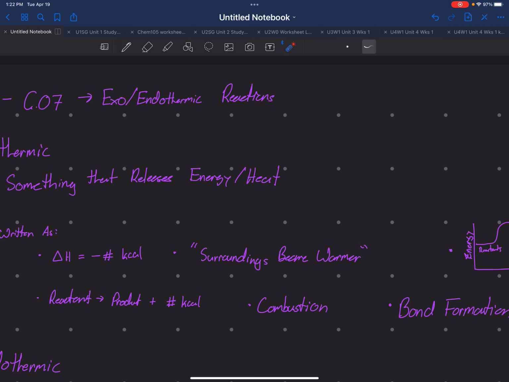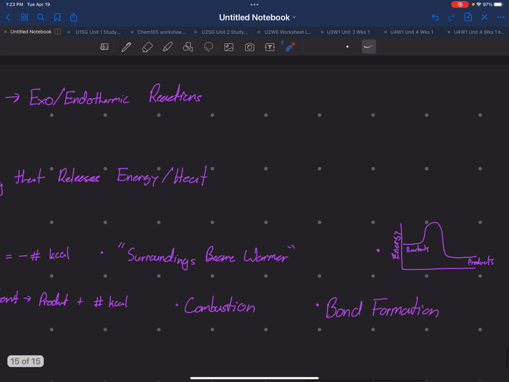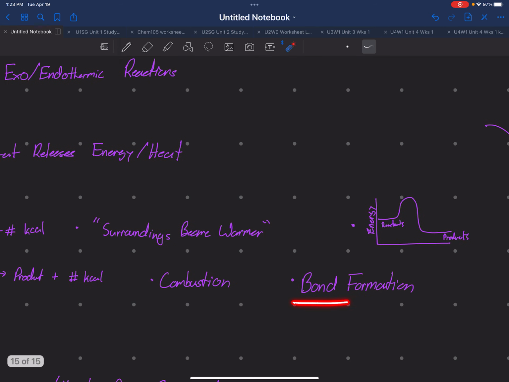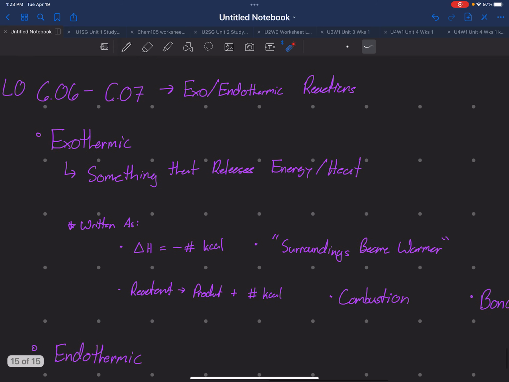Combustion is like, I want to say blowing up. That's what comes to mind. When I hear combustion, I think explosion. So yeah, explosions are hot. They release a lot of energy. It's exothermic. Next, bond formation. Anytime there is a bond being made, it is exothermic.